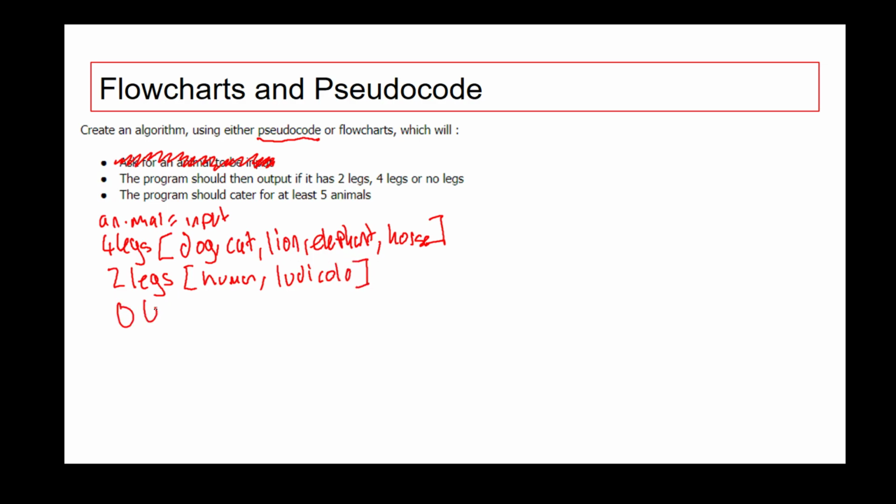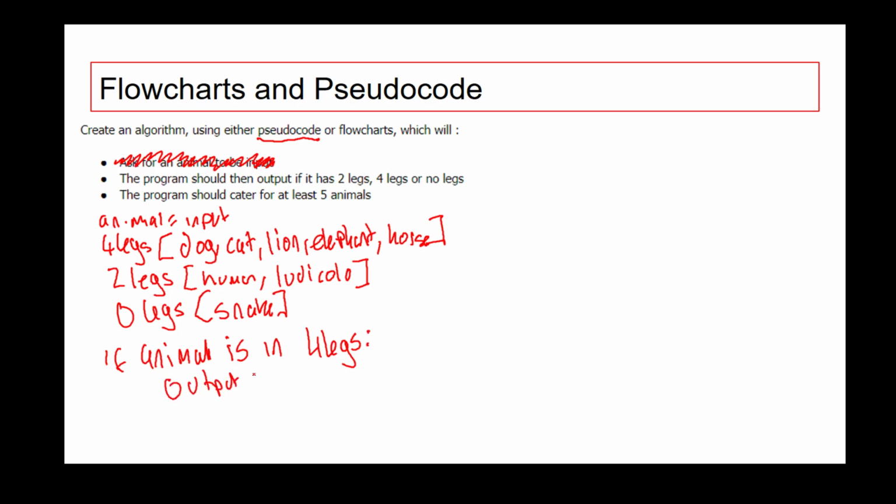And I'm going to create another one called 0legs. And I'm just going to put in there snake, because snakes don't have legs. So what I can now do is I can check these arrays to see if anything's within them. So I can say if animal is in 4legs, output 4legs.